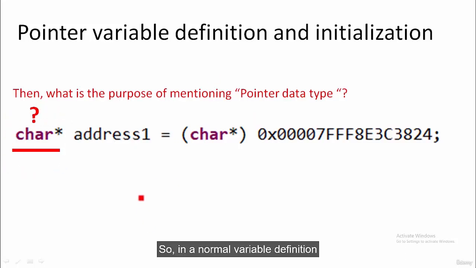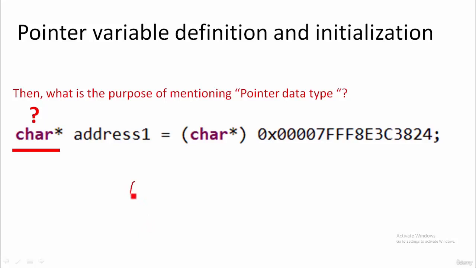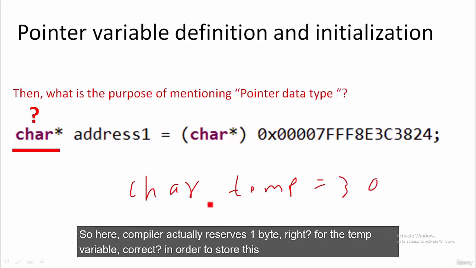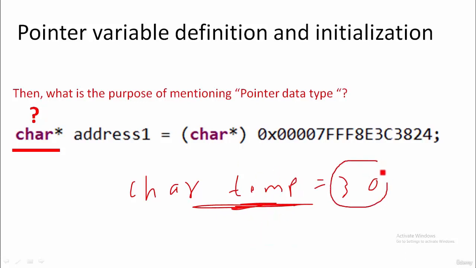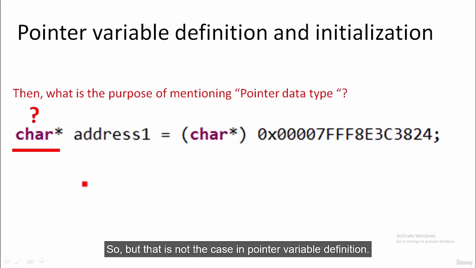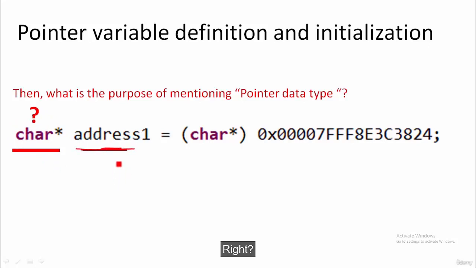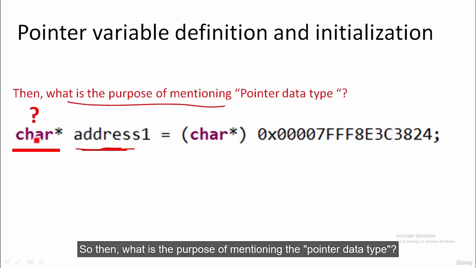In a normal variable definition, when I write char temperature is equal to 30, here the compiler reserves 1 byte for the temperature variable in order to store this value. But that is not the case in a pointer variable definition. Irrespective of the pointer data type, always 8 bytes will be reserved for the variable. So then what is the purpose of mentioning the pointer data type?